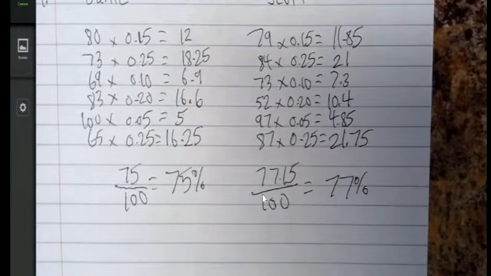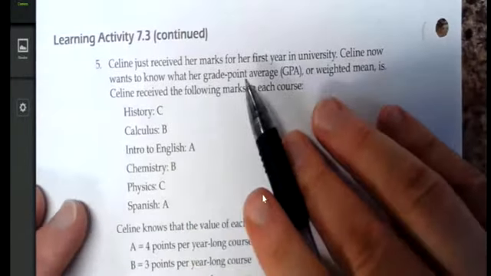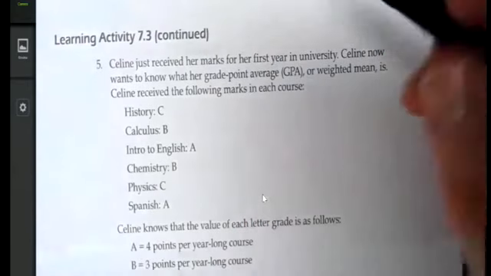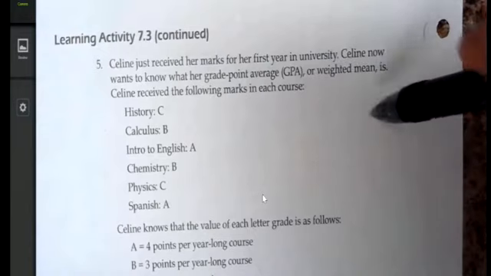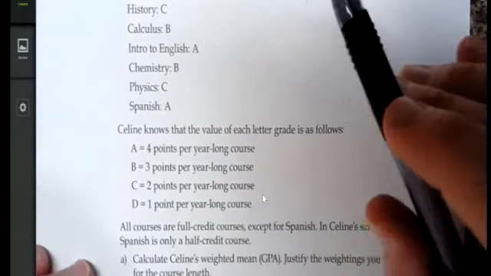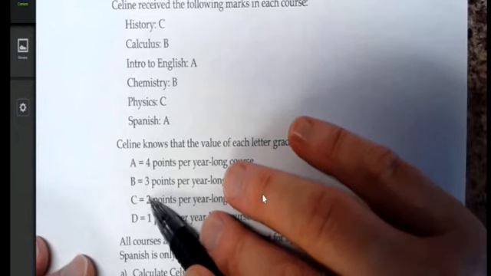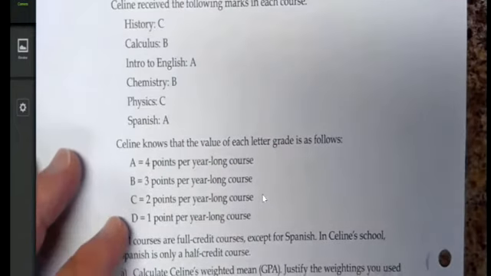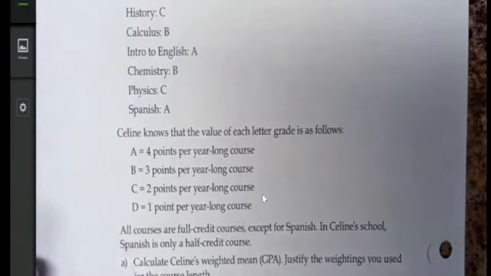Number 5 on page 46. Celine just received her marks for her first year in university. Celine now wants to know what her grade point average, GPA, or weighted mean is. And she received the following marks, and when you get those marks, this is then your grade point average. An A is a 4, a B is a 3, a C is a 2, and a D is a 1. And she had 1 half-year course, which means the weighting will be divided by 2.